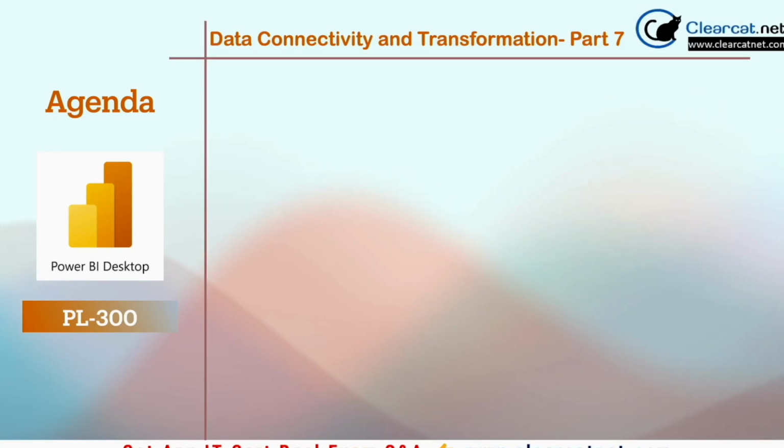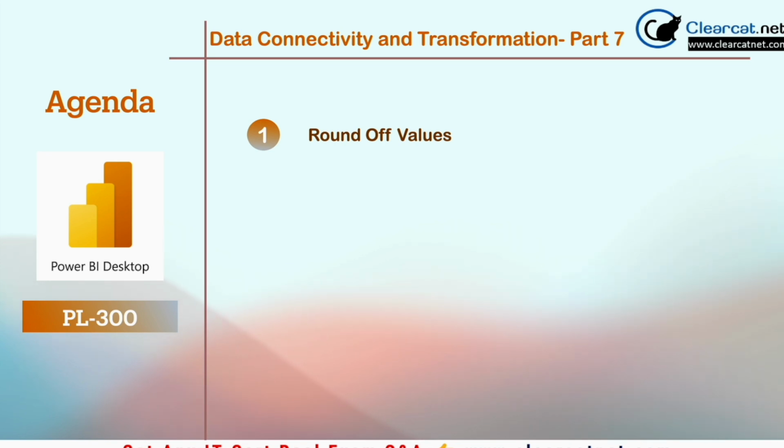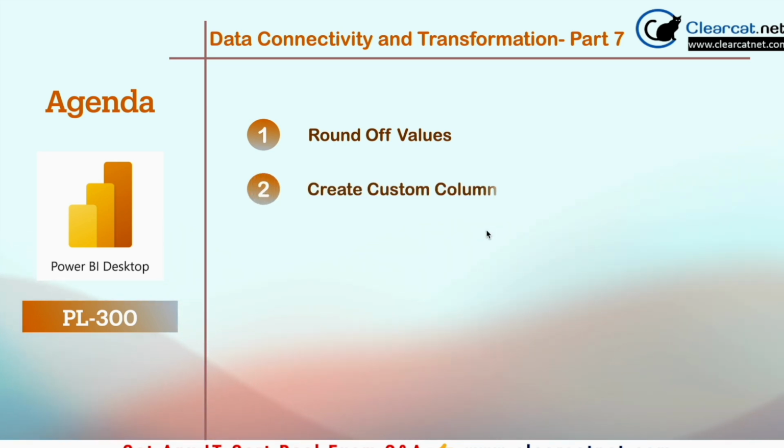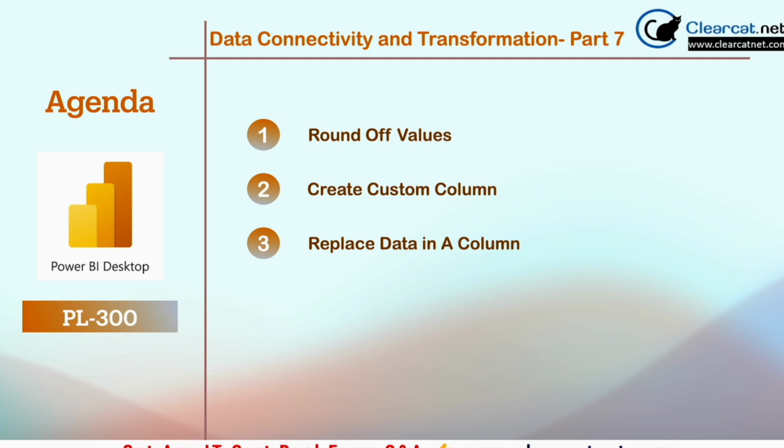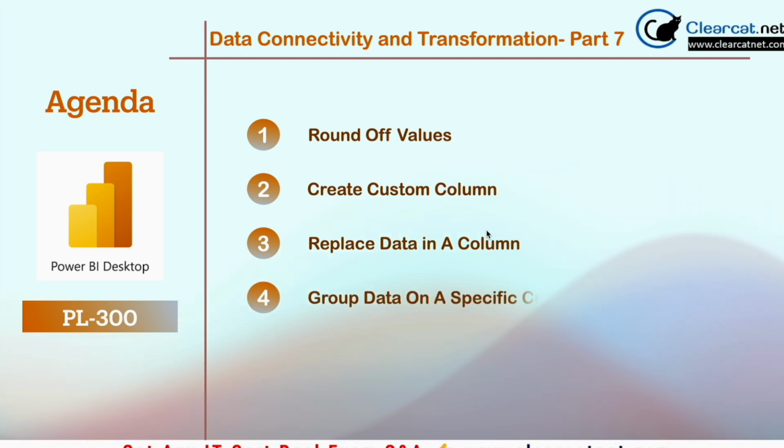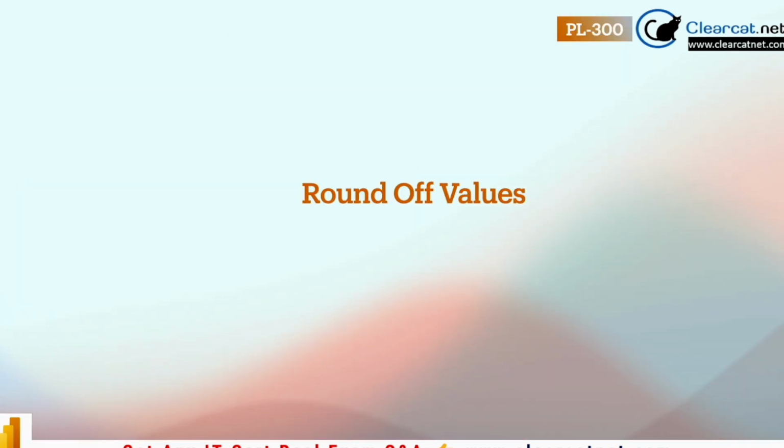Activity and transformation part 7. The agenda of this video is to round off the values. Second one will be the create custom column. Third one will be the replace data in a column. And fourth will be the group data on a specific criteria. Keep watching this video. Round off the values.